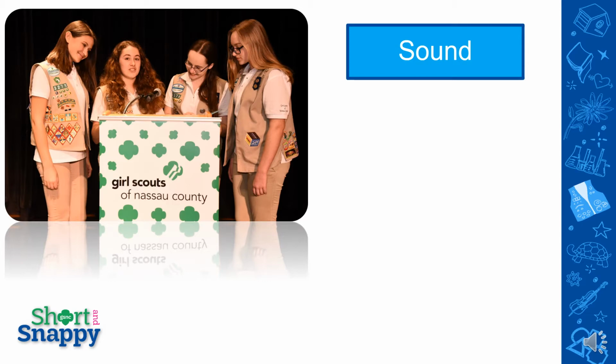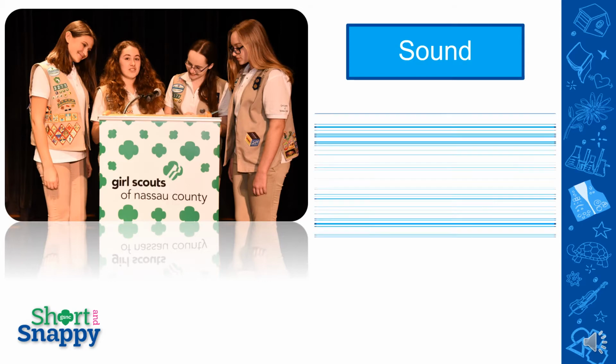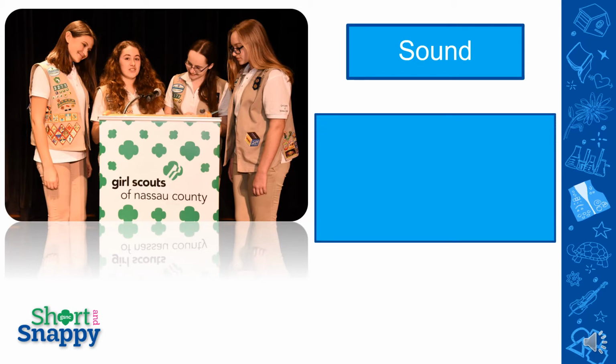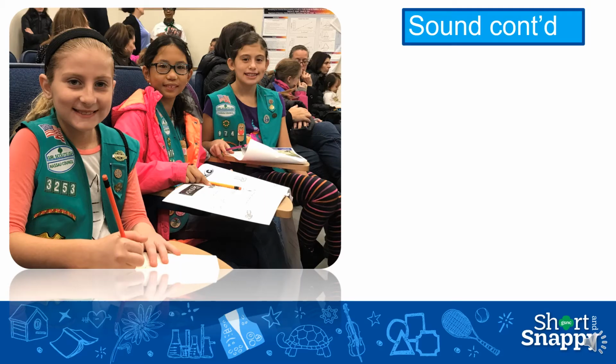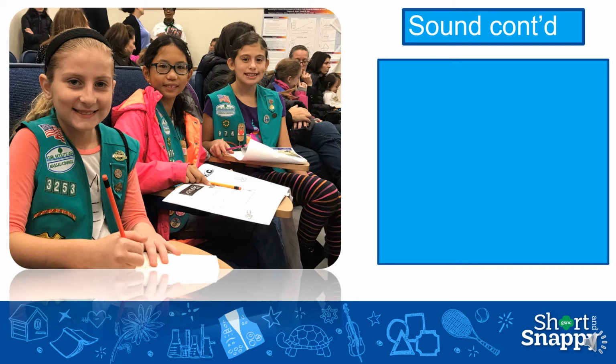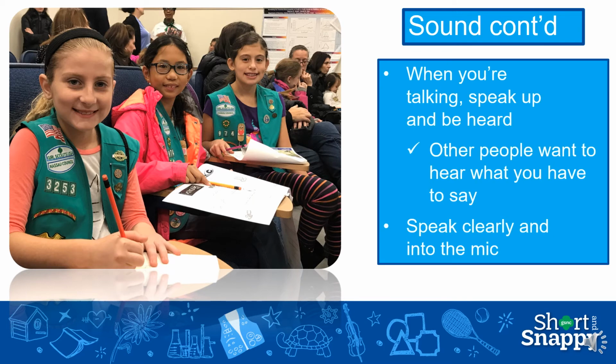Obviously, sound is very important in this environment as well. You want to be sure to mute your microphone when you're not speaking and ask the girls to do so when you're speaking. It keeps background noise from distracting everybody. And when you're talking, make sure you speak up and that you're heard. Other people want to hear what you have to say, and when the girls are talking, make sure that they're doing the same. Speak clearly and into the microphone.